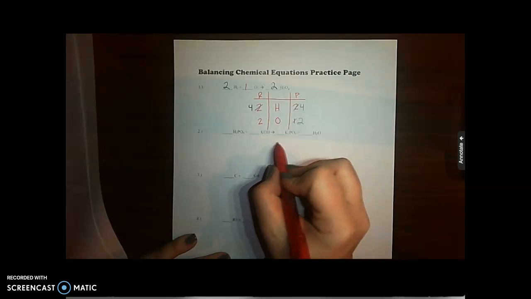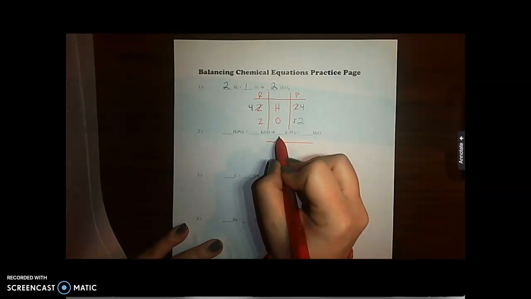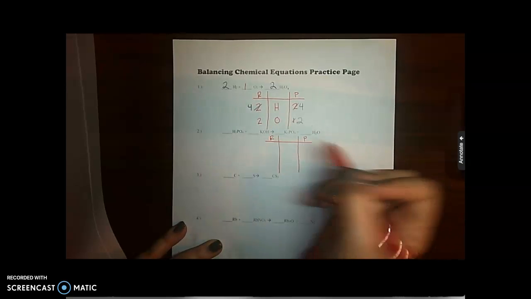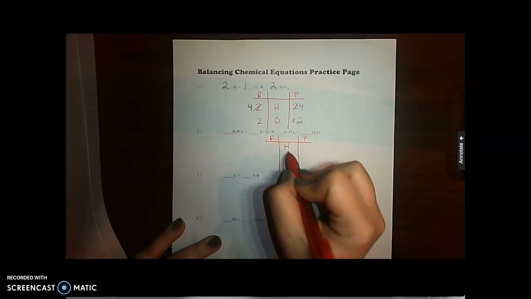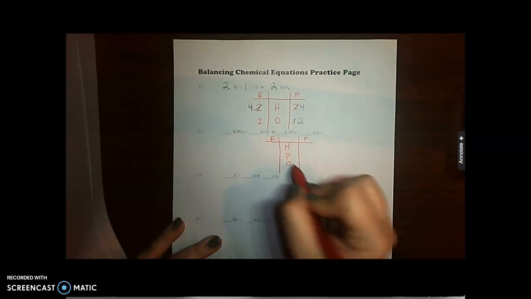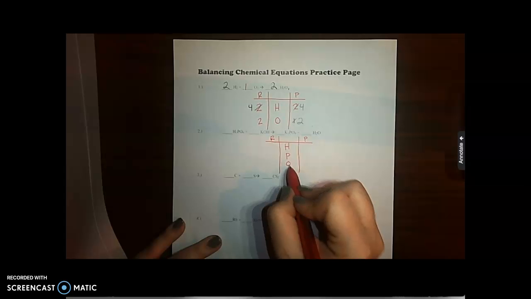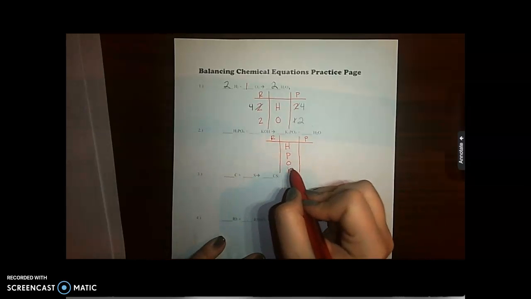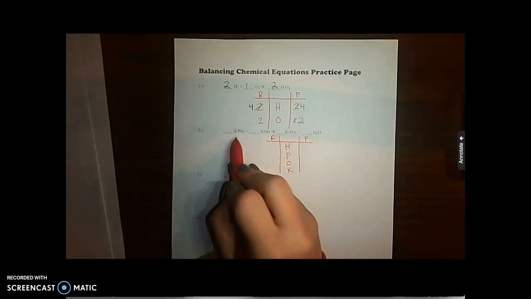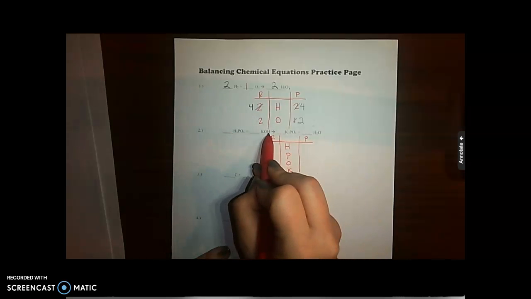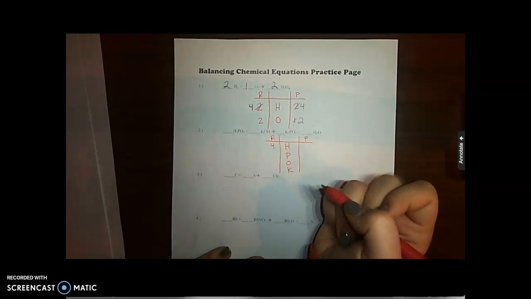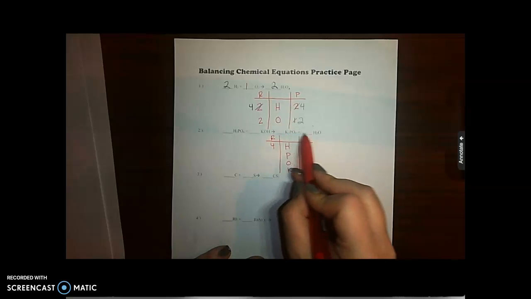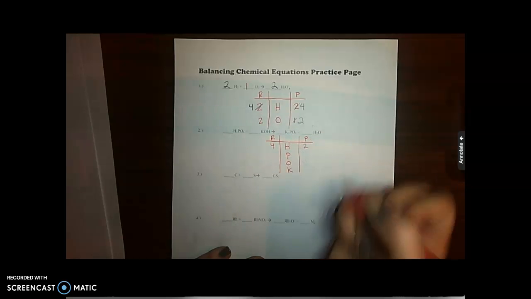All right, on number 2, we're going to do the same chart with our reactants and our products. We have hydrogen, phosphorus, oxygen, and potassium. So H, P, O, and K. I have 3 hydrogens here and 1 hydrogen here for a total of 4 hydrogens on my reactant side. On my product side, I have 2 hydrogens here.